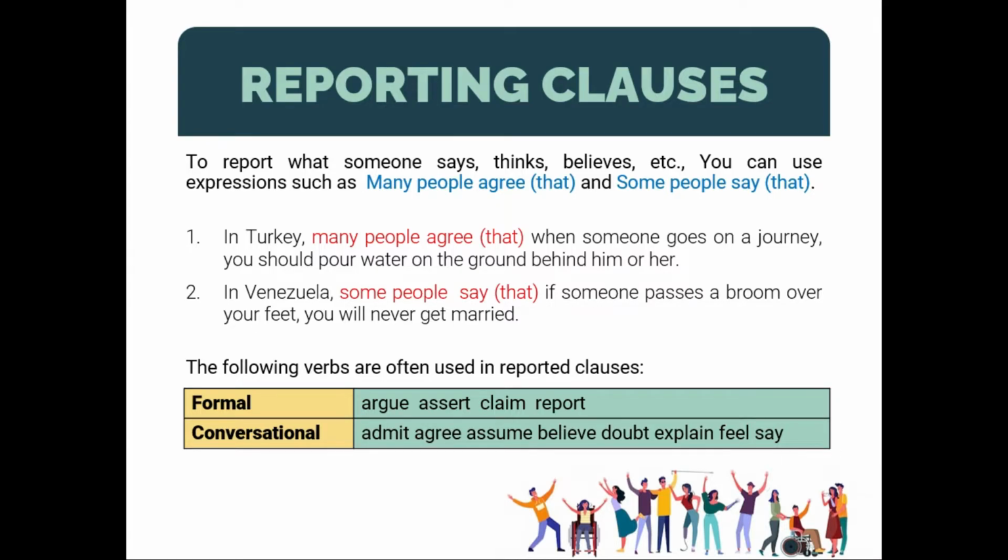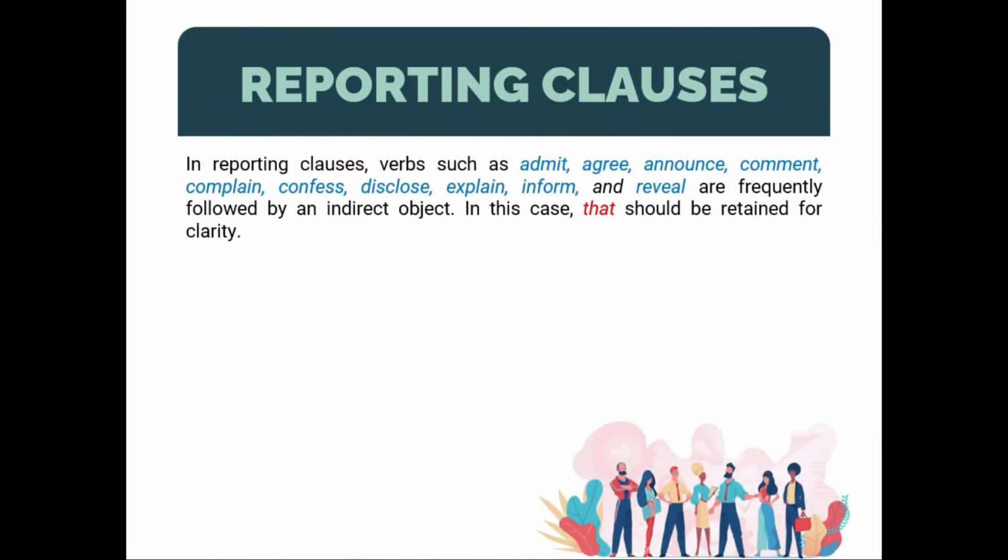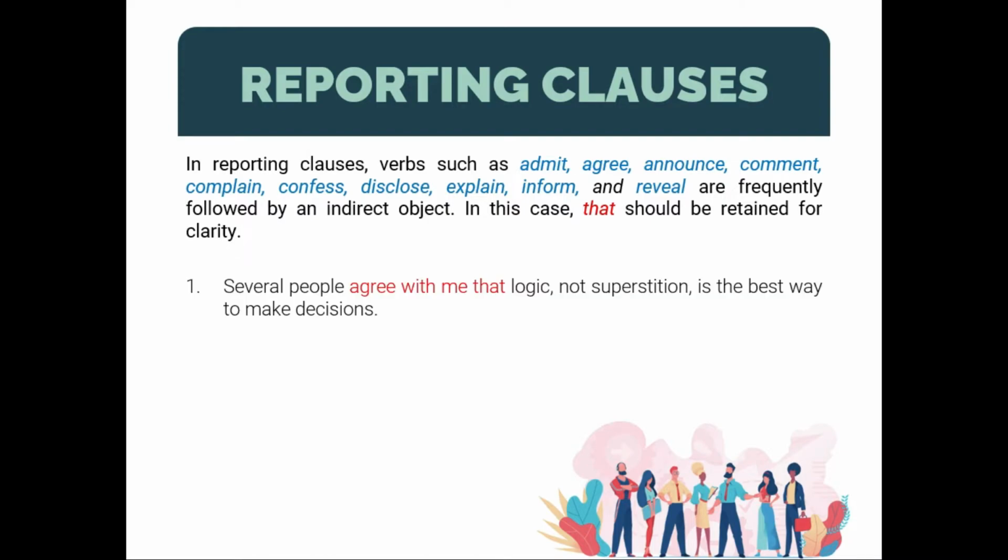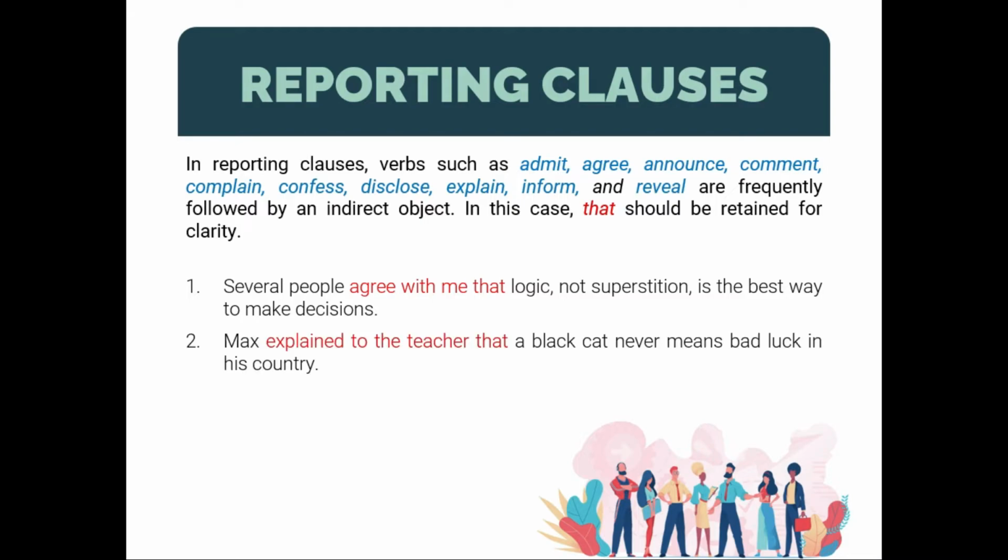Now, in reporting clauses, verbs such as admit, agree, announce, comment, complain, confess, disclose, explain, inform, and reveal are frequently followed by an indirect object. In this case, that should be retained for clarity. For example, number 1. Several people agree with me that logic, not superstition, is the best way to make decisions. Number 2. Max explained to the teacher that a black cat never means bad luck in his country. Number 3. Most of us confess to the class that we believe in superstitions.